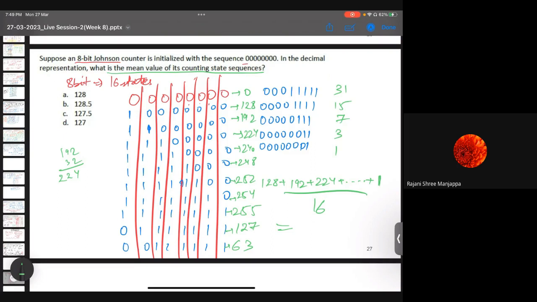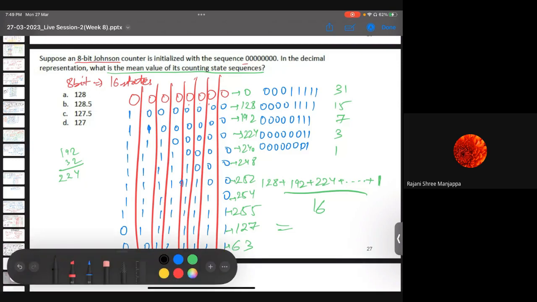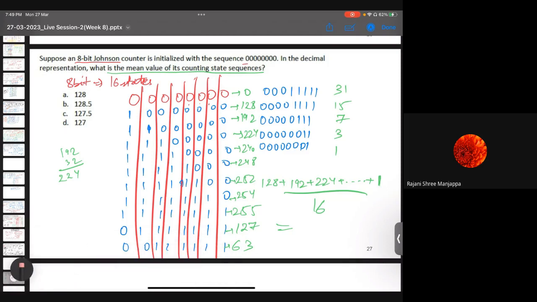128 plus 192 plus so on. I'm getting 2040, and then I divide by 16. So I'm getting 127.5. I hope you all are getting this. The correct answer is option number C. Is it fine? Shall I proceed?